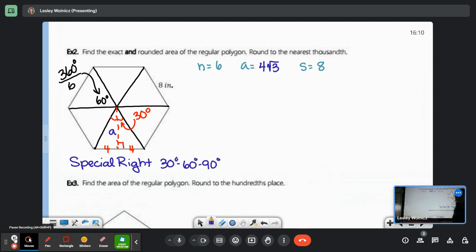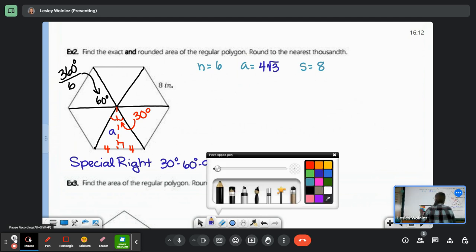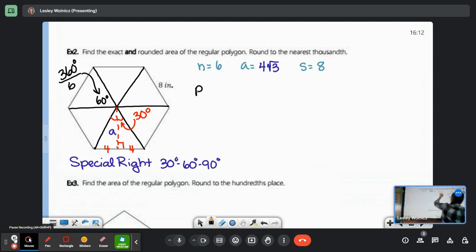Okay. So, do we know the perimeter? No, but we can. How would I find it? Times what? Well, how many 8s do I have? 1, 2, 3, 4, 5. Yeah, 8 times 6, which is 48.